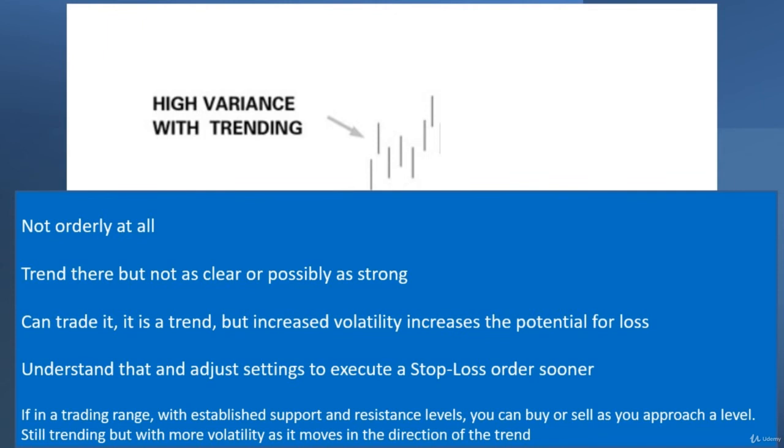And if you see an established trading range with established support and resistance levels, looking at the chart pattern type section, you can buy and sell as you approach each of those levels. It's still trending, but with more volatility as it moves in the direction of the trend, bouncing up and down against these support and resistance levels. So you can watch that, but that's more of trading on a chart pattern as opposed to trading on a volatility with trending pattern. But you can do it.